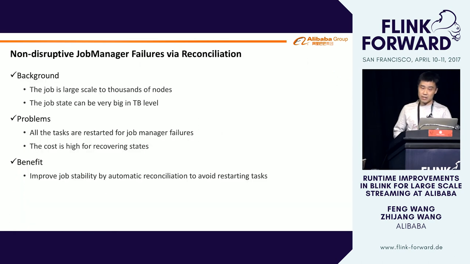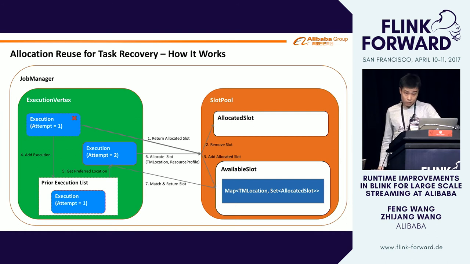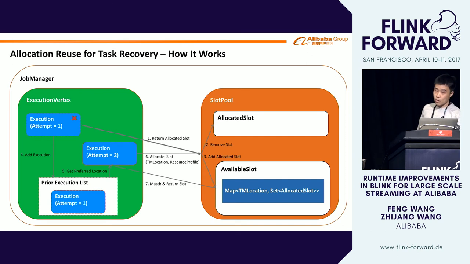Now let me explain the details of how it works. The prior execution list in the execution graph will maintain the allocation information of recent failed executions. So when a new execution attempt is scheduled, first it will try to get the preferred location from the prior list and try to allocate it with the same task.